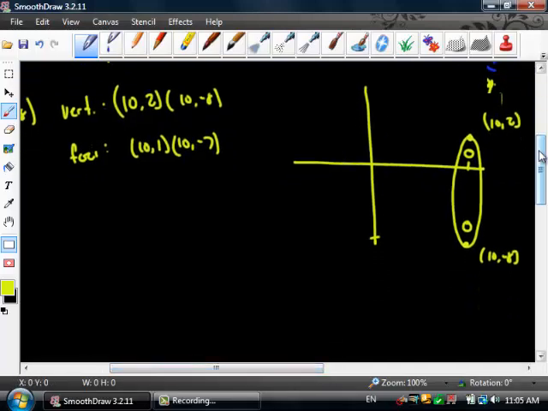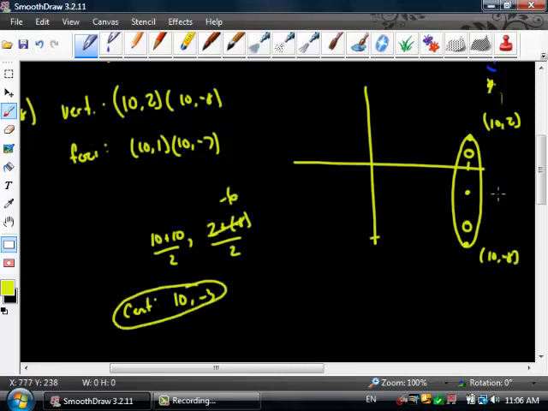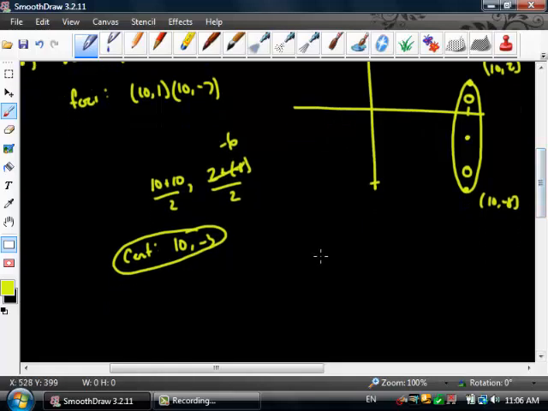All right, so to find the center of this thing, I used the midpoint formula. So I'm going to go, 10 plus 10 over 2, comma, 2 plus -8 over 2. Well, my center is going to be 10, comma, this is -6, so 10, -3. So the first part of my equation is going to look like this: x minus 10 squared plus y plus 3 squared equals 1. And that's going to be over something.